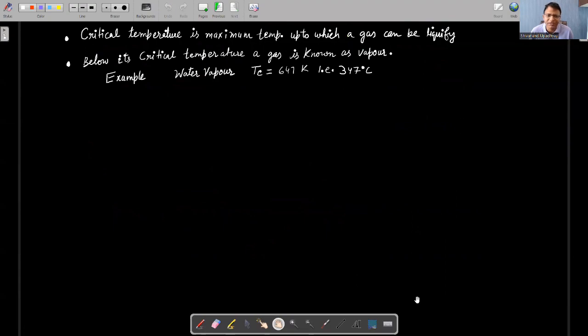That is why at room temperature if water is in vapor state, gaseous state, then we call it water vapor. Nitrogen and oxygen we call gas and water we call water vapor, because the temperature is below its critical temperature. So if a gas is present below its critical temperature, then we'll say that it is vapor.